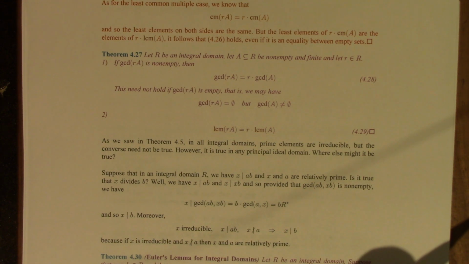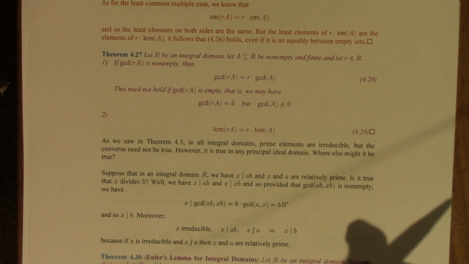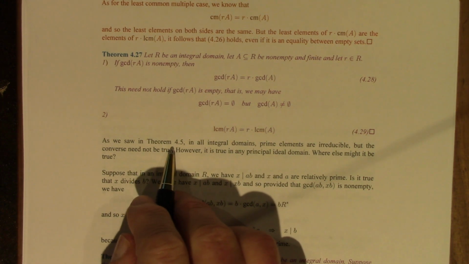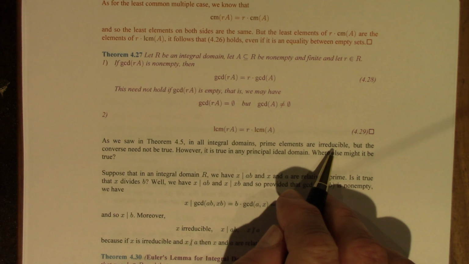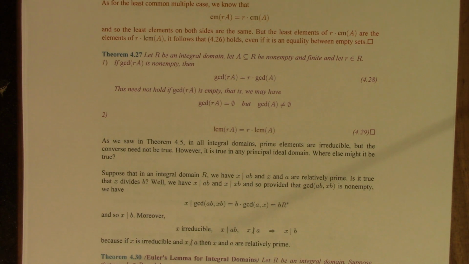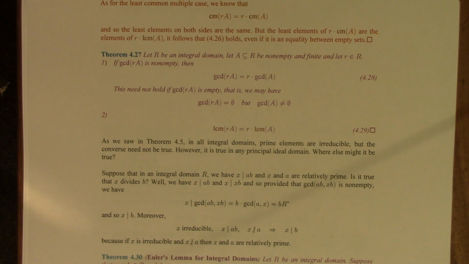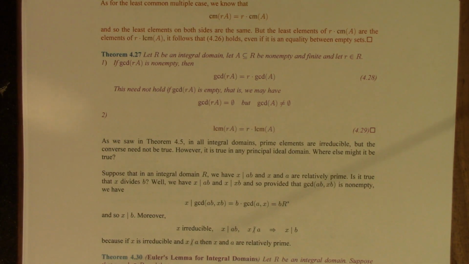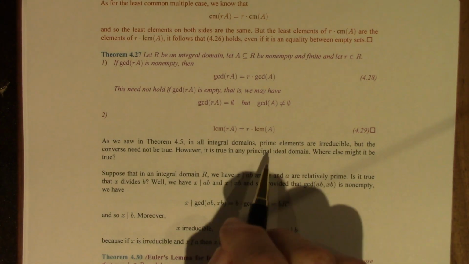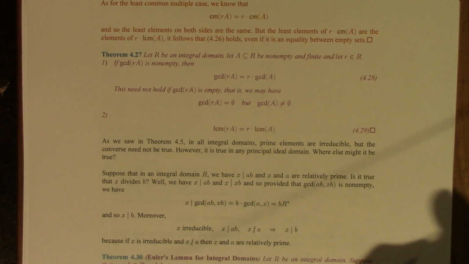Well, this brings up an issue related to primeness and irreducibility. We saw in an earlier theorem, 4.5, that in all integral domains, prime elements are irreducible. But the converse need not be true. Primeness is a stronger condition than irreducibility. We also saw that in a principal ideal domain, the two concepts are equivalent.